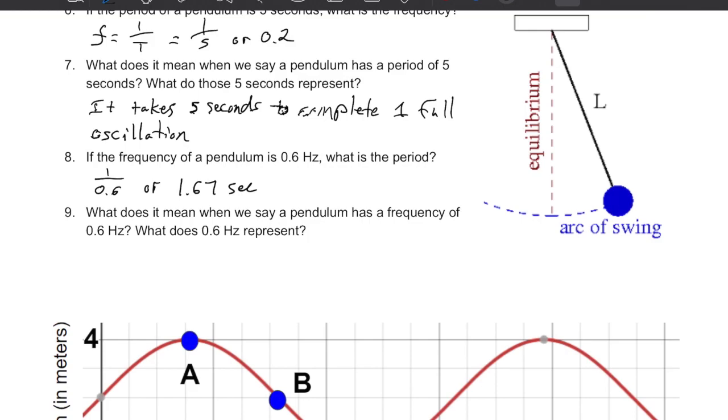What does it mean when we say a pendulum has a frequency of 0.6 hertz? What does 0.6 hertz represent? Frequency is how many oscillations you can complete in a single second. This means that in 1 second, this pendulum completes 0.6 of an oscillation. So 60% of its oscillation is completed every second.